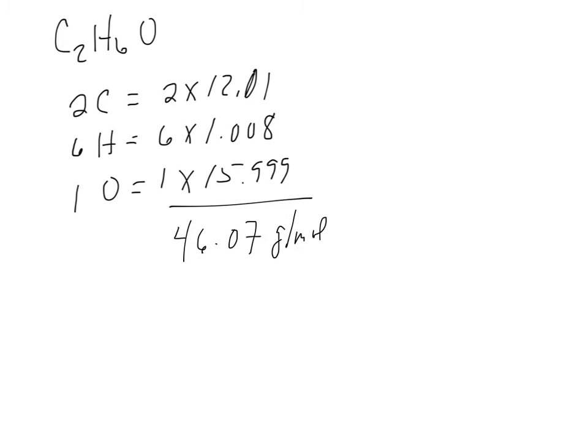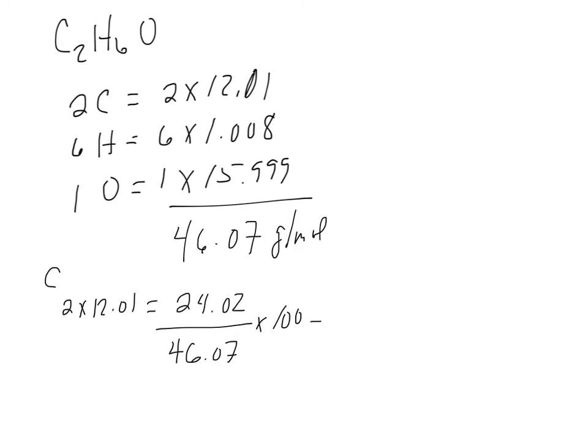Now, to determine the percent, I'm going to take the mass of each element and divide by the whole. So for carbon, 2 times 12.01 is 24.02. I'm going to divide that by the sum total of the mass, 46.07, and multiply by 100 to turn that into a percentage. So 24.02 divided by 46.07, times 100, gives us 52.14%. I forgot to multiply by my 100 at first.